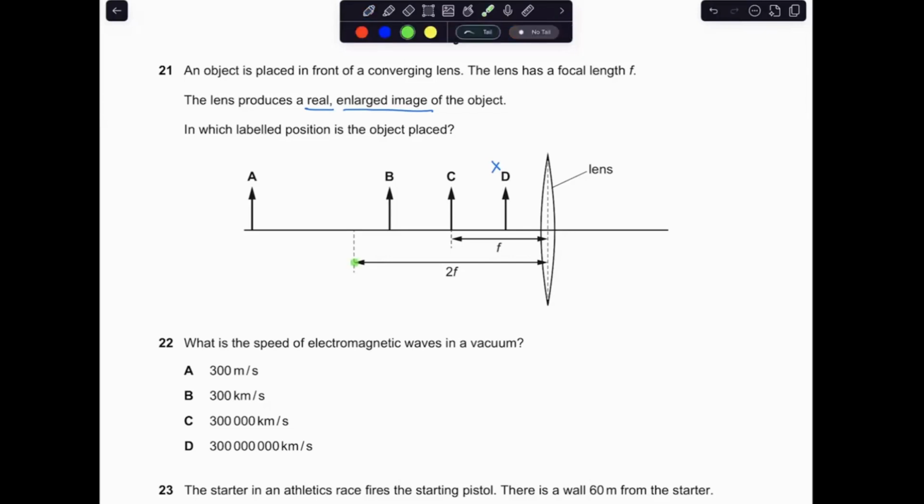If you place something at 2f, meaning at a distance twice the focal length, that produces an image of the same size. If you place it at f, there's a different result. So they're saying this one's real and it's enlarged. When it's real and enlarged, it's supposed to be between f and 2f. So that means the location should be B.